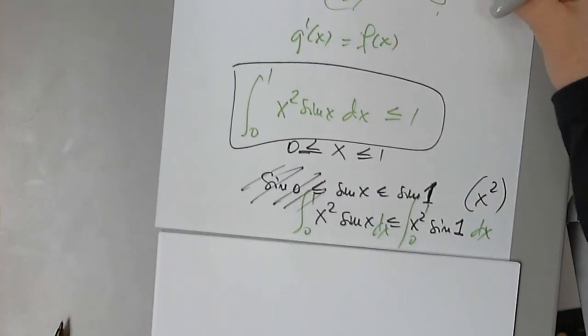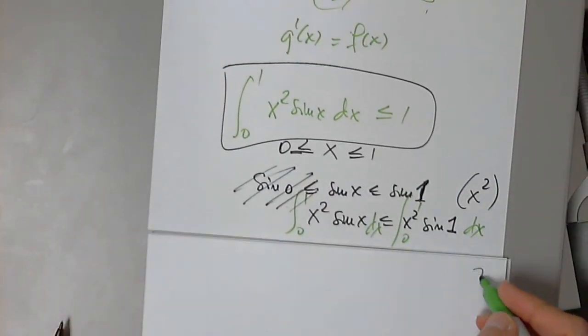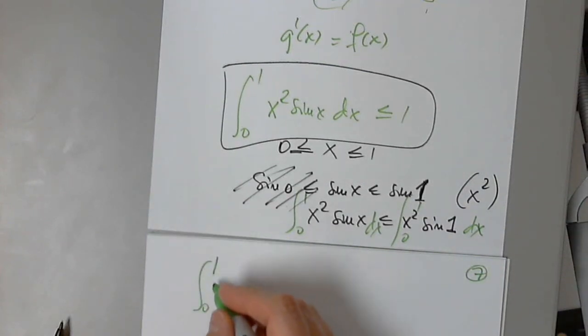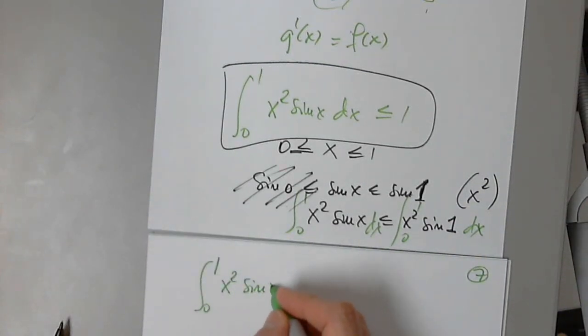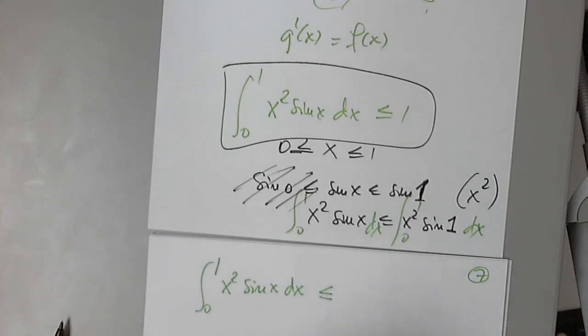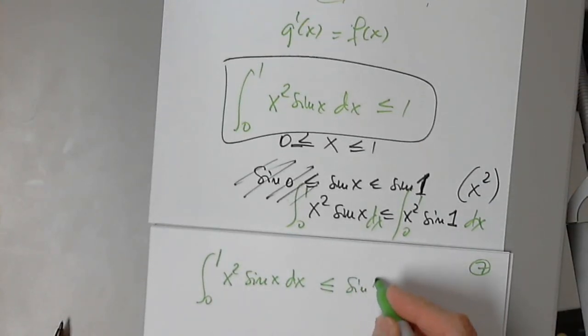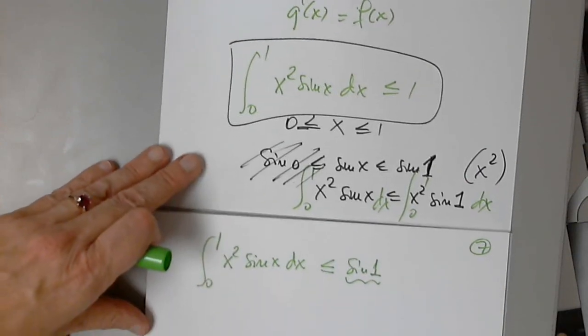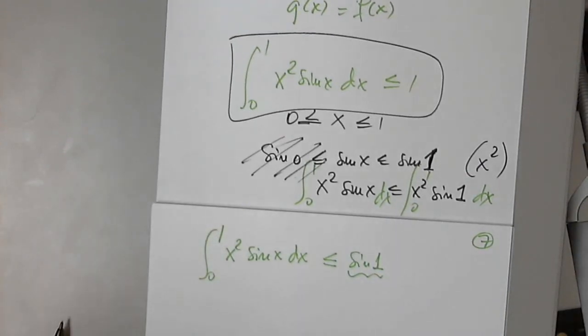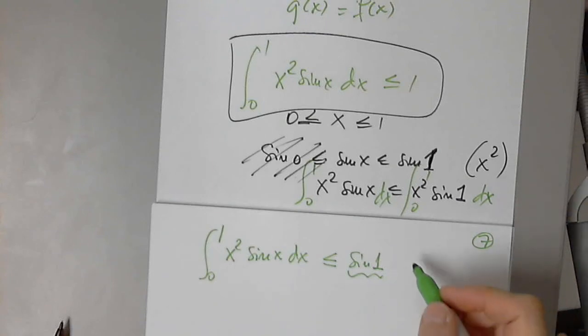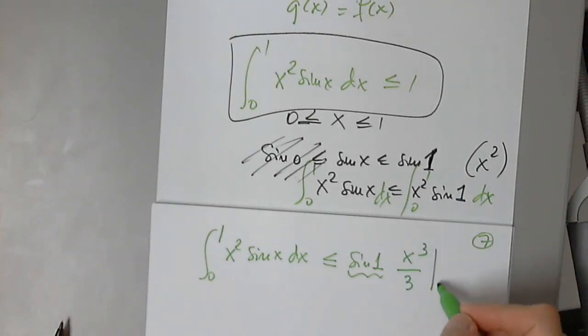So I obtained what I wanted on the left-hand side. I have the integral from 0 to 1 of x squared sine x dx less than or equal to, and sine 1 is outside, it can wait patiently. What is the integral of x squared? Very good. It is x to the third over 3 from 0 to 1. So the right-hand side is basically sine 1 over 3. Would you agree?